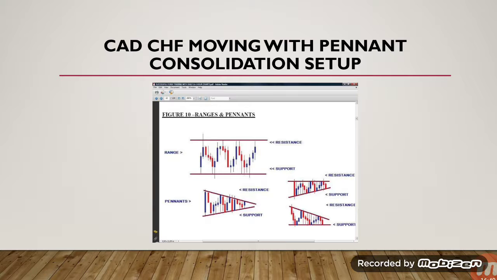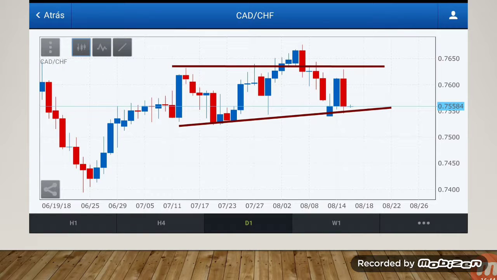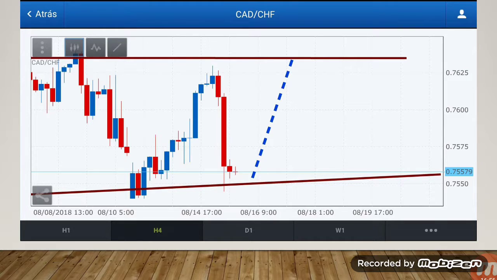Canadian Swiss franc is moving within a pennant setup that was formed over the last several weeks. The market recently rallied back to resistance and is now back to the support boundary. So what we're going to be looking out for is a stable signal at this area here that will take us back towards the resistance.